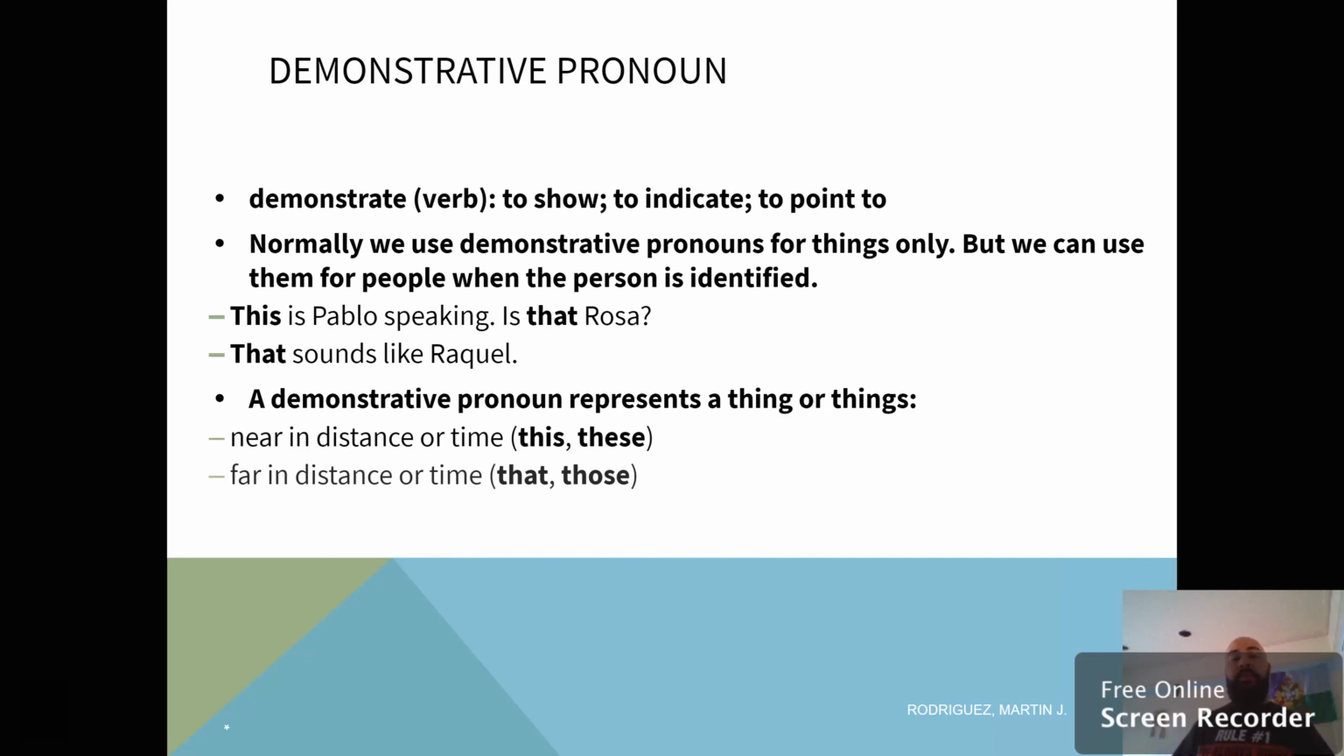And also when we use this or these, it is something that is near, something that is close, and far is when we use that or those, right? Let me give you the example here. We have that and this. That is something that is far, and this is something that is close.